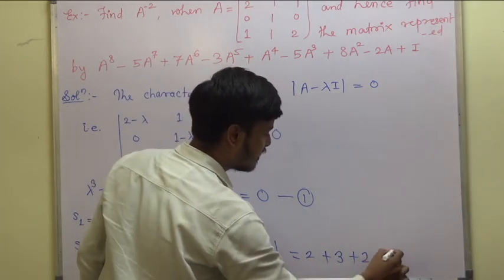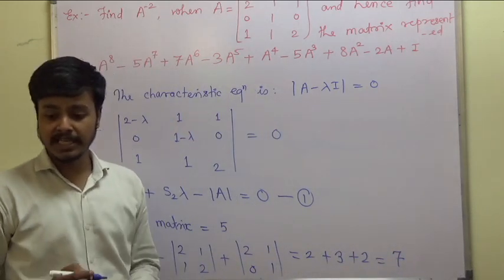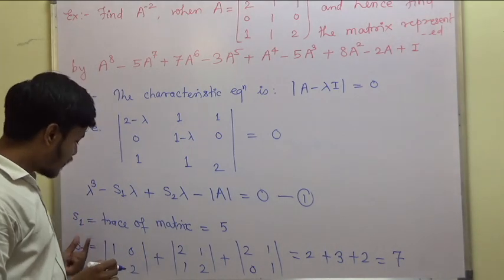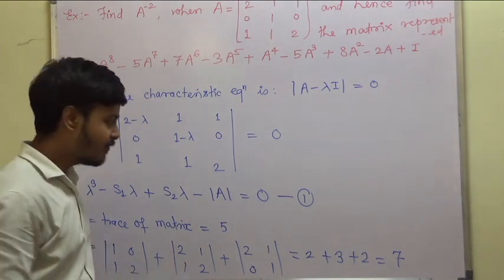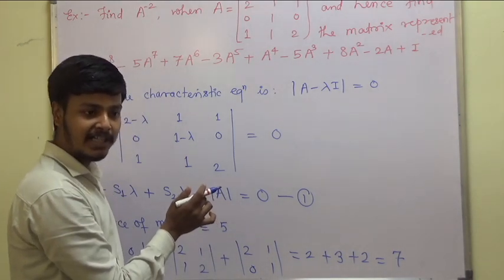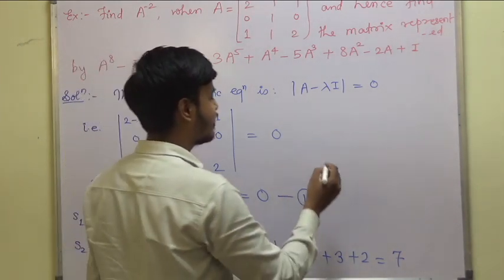2, 2, 4, 3, 7. So we get S2 to be 7. Okay, now we got S1, we got S2. What we need to find now? We just need to find out the determinant. Can you find the determinant? We can find out the determinant.